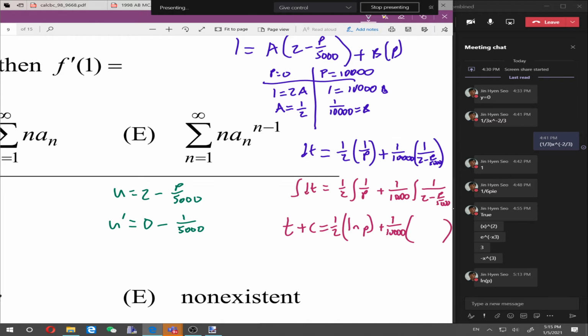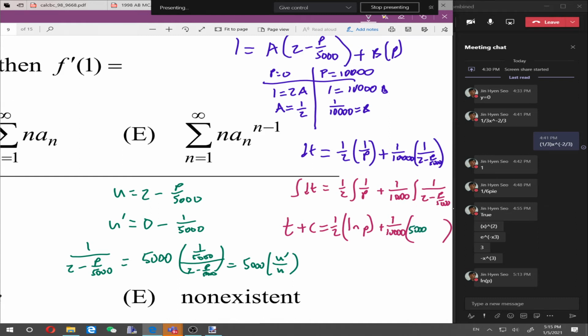So if I'm dividing by 1 over 5,000, that's the same thing as multiplying by 5,000, right? So this will become 1 over 2 minus p over 5,000 is equal to 5,000 times 1 over 5,000 over 2 minus p over 5,000, or 5,000 times u prime over u. I still have the 1 over 10,000 on the outside, so the 1 over 10,000 is going to stay, the 5,000 is going to stay.